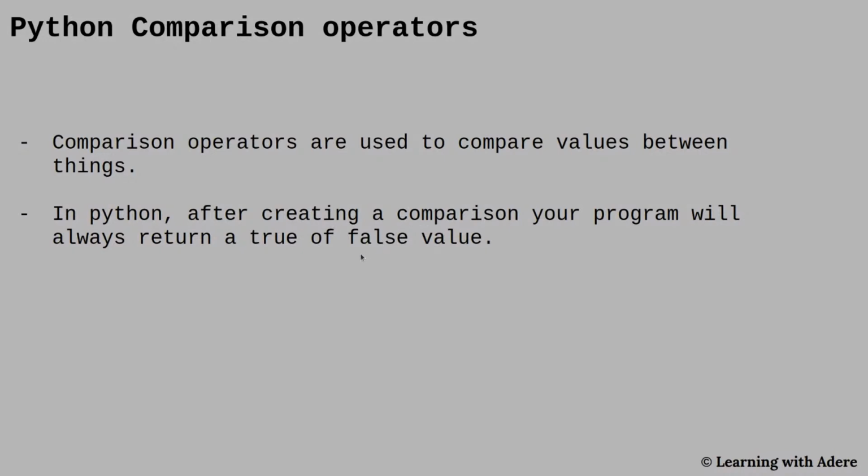Boolean. Yep, that's correct. I think you just misspelled it, but of course, everybody misspells something. So yeah, Boolean, that is correct. True or false falls under the data type category Boolean. So after creating a comparison, your program will always return a value of true or false.